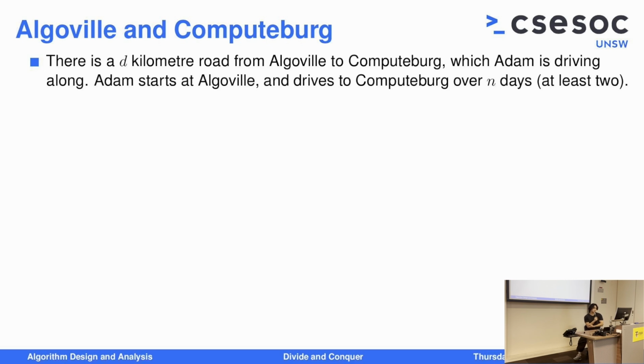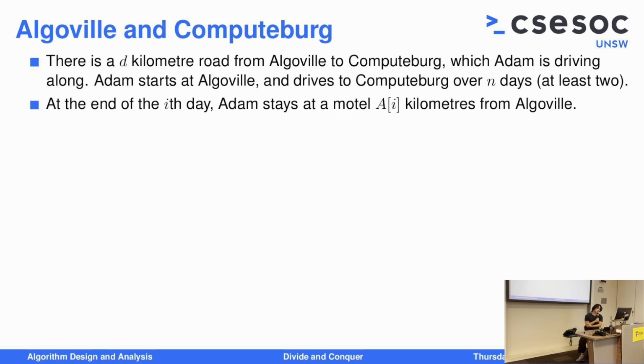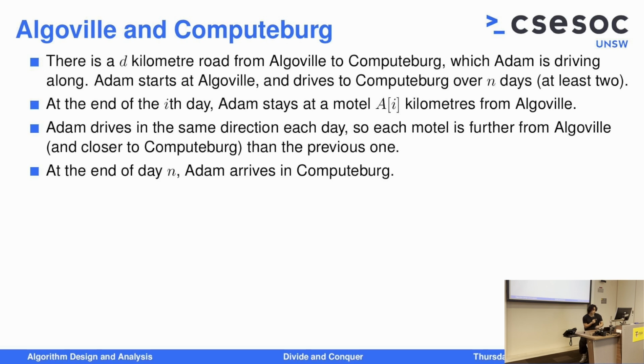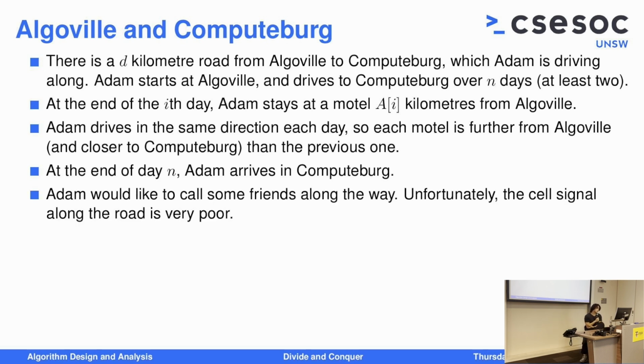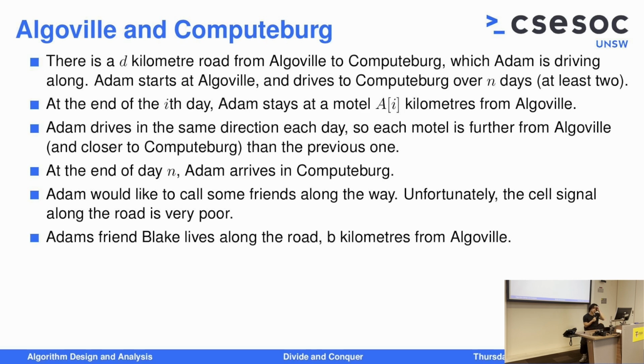Okay, so there's a d-kilometer road from Albertville to Computerberg, which Adam is driving along. Adam starts at Albertville and drives to Computerberg over n days. At the end of the i-th day, Adam stays at a motel a_i kilometers from Albertville. Adam drives in the same direction each day, so each motel is further from Albertville and closer to Computerberg than the previous one. At the end of day n, Adam arrives in Computerberg, and Adam would like to call some friends along the way. Unfortunately, the cell signal along the road is very poor.